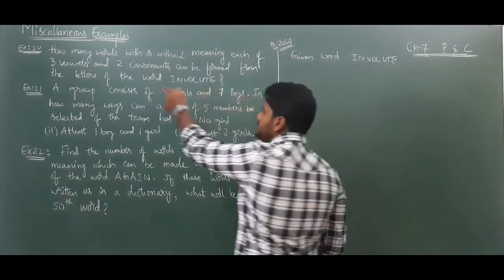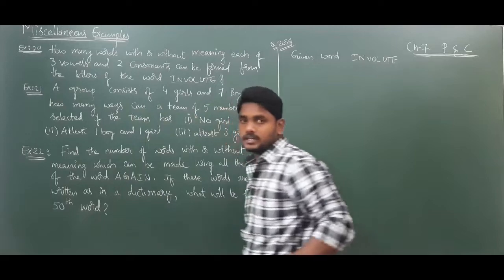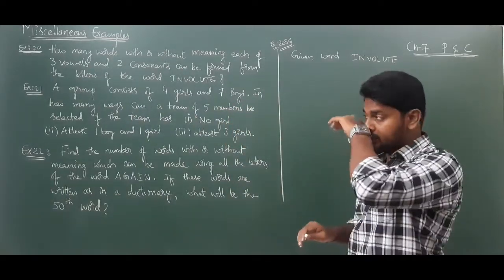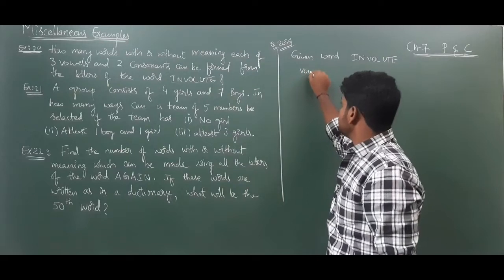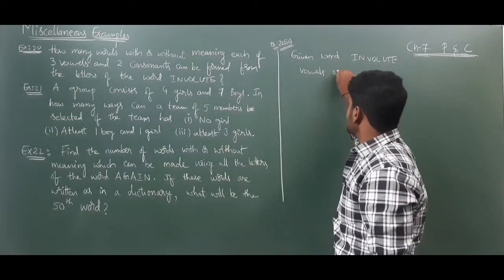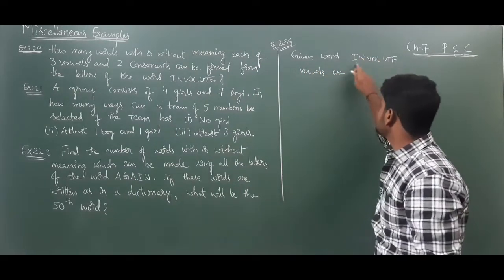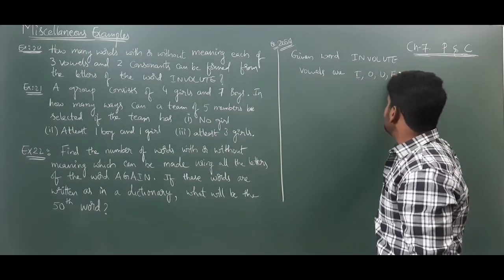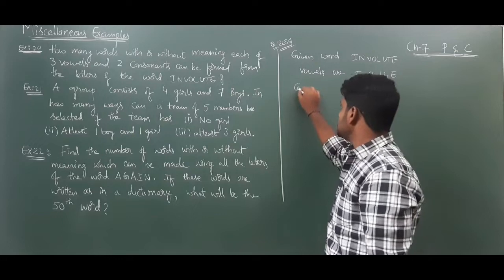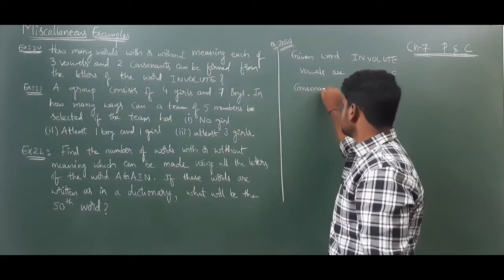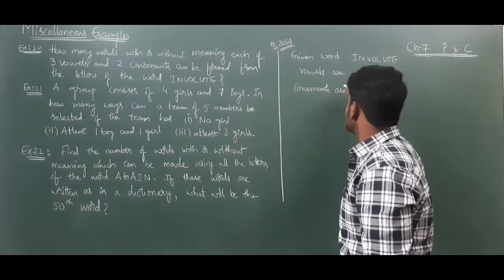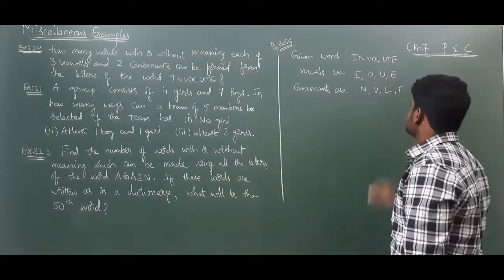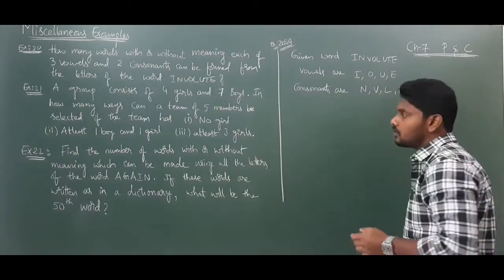And the problem is based upon vowels and consonants, right? So first I will write those, what are the vowels we have and consonants we have. So vowels are nothing but in this word, vowels are I, O, U, E. 4 vowels we have, and consonants are, except that vowels, nothing but N, V, L and T. So 4 vowels and 4 consonants we have.